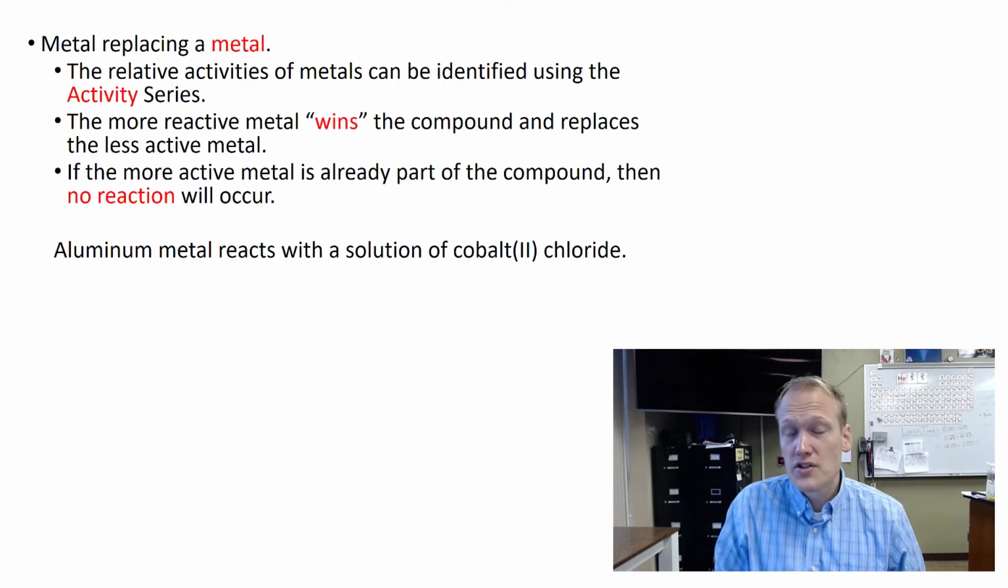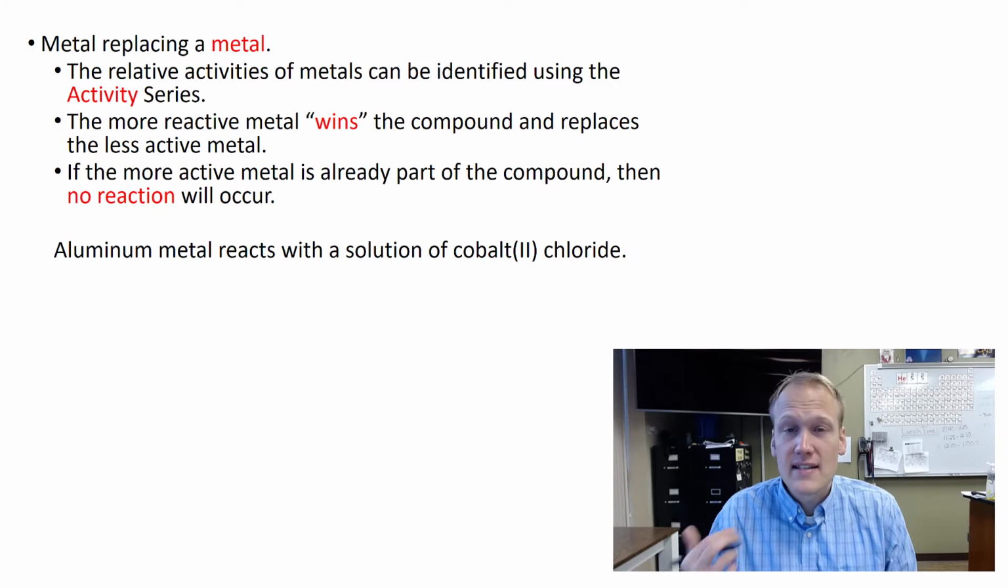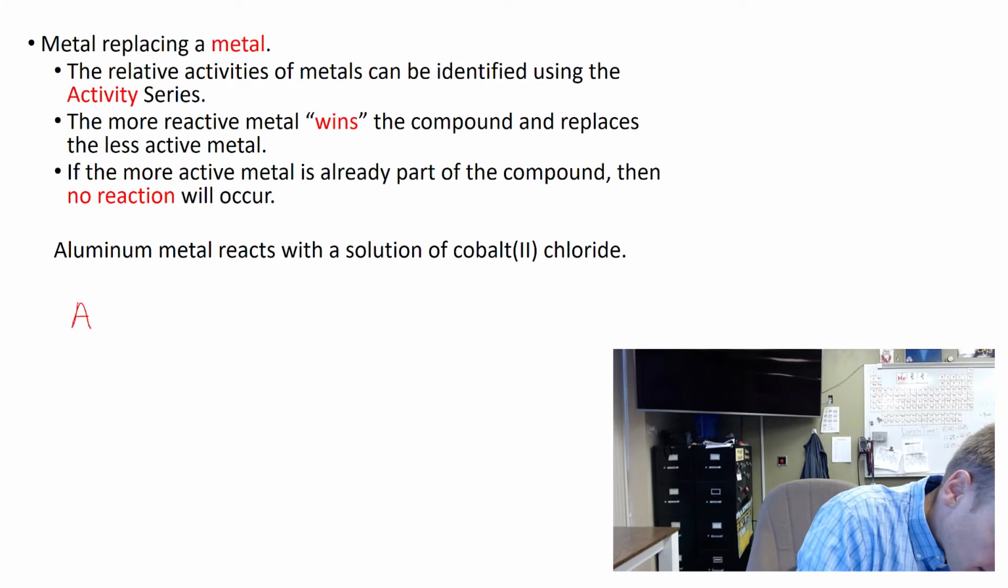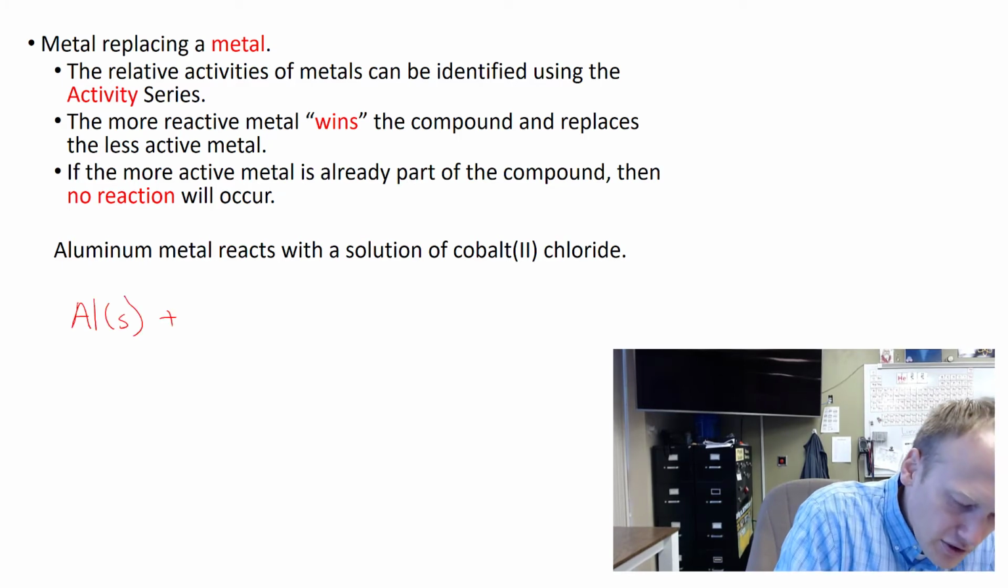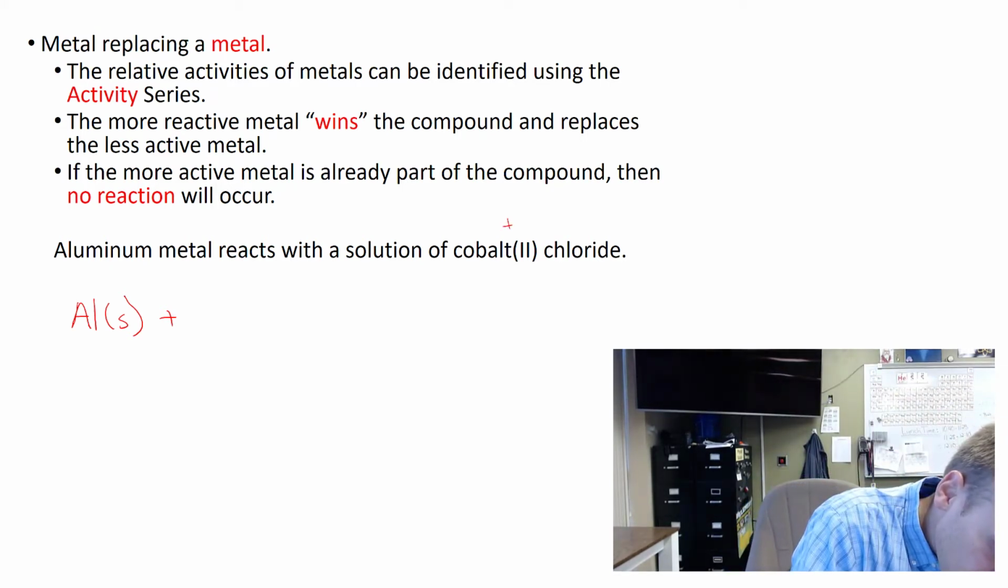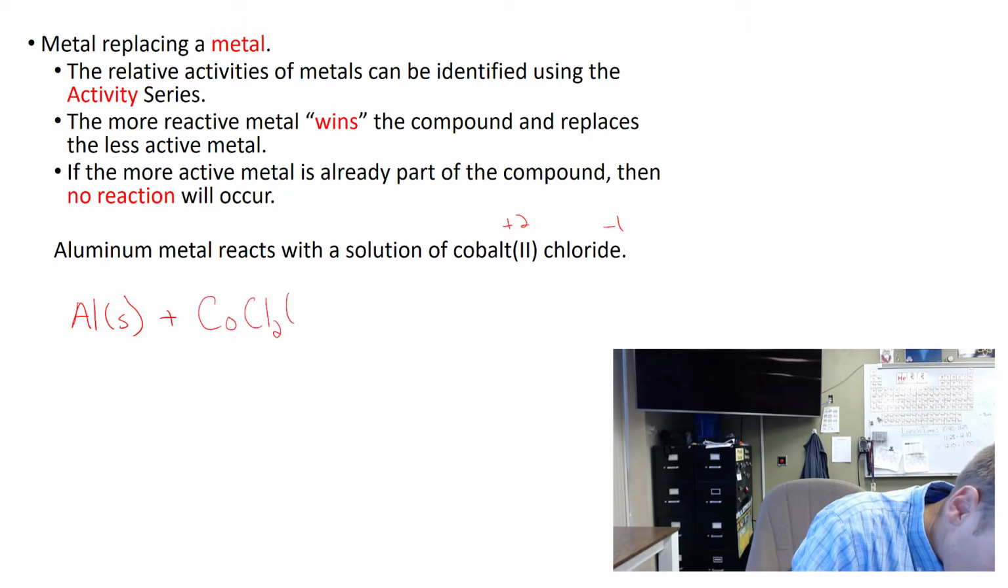So the way this works is you write out the reactants, decide if it's going to react, and then predict products. In this case, we have aluminum metal, so we'd write Al, and since it's metal, we know it's solid. And a solution of cobalt-2 chloride. So cobalt's a +2, chloride's a -1. So we have CoCl2, and it's in a solution, so that's aqueous.